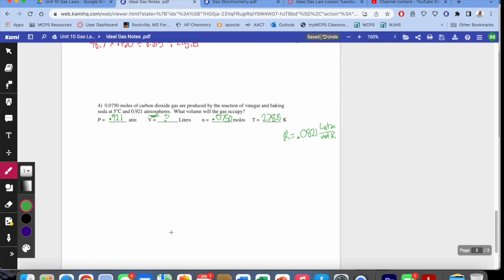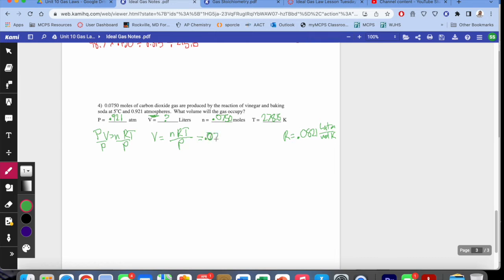We can just start plugging and chugging as soon as we rearrange our ideal gas law. So PV equals nRT, and I want V. So V must equal, well, I would divide both sides by P, right, don't you see? And I would get nRT over P. Hooray us. Now I can plug and chug.